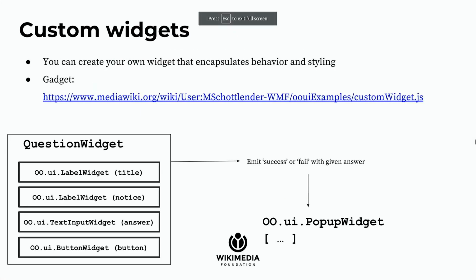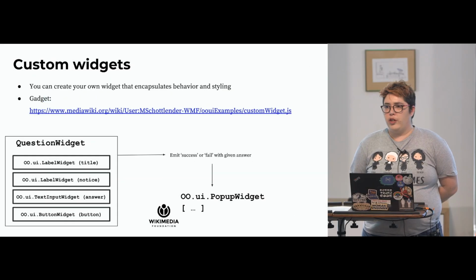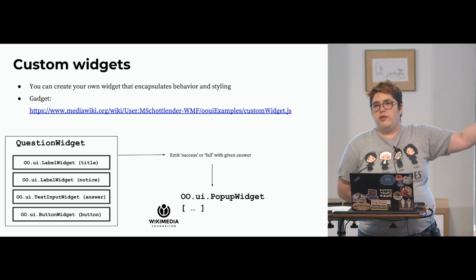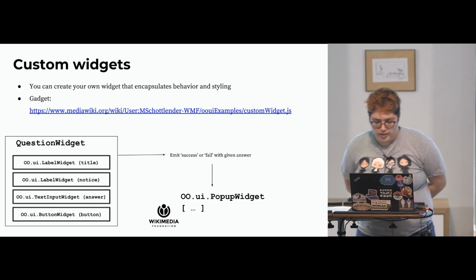All right. So in this case, exactly, I have a question widget. It emits success or fail. And then the pop-up widget or anything else can just listen to that, not really mind what the widget is doing, whether it's fixing things for itself, and just answer that.